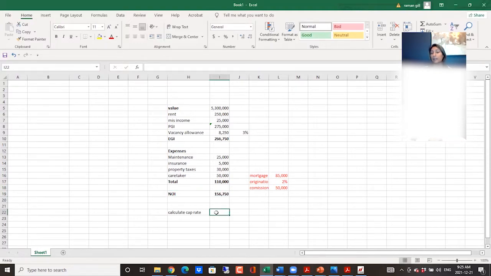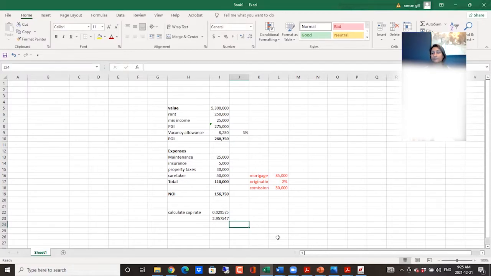Now, in order to calculate cap rate, what's our formula for cap rate? Your NOI divided by your value or the price? Yeah, so cap rate is net operating income divided by our value, the purchase price. So in that case, we're looking at a cap rate of 2.9%. Let's say times 100 to get the cap rate. So 2.957, so about 3% approximately. Okay. So does that make sense?